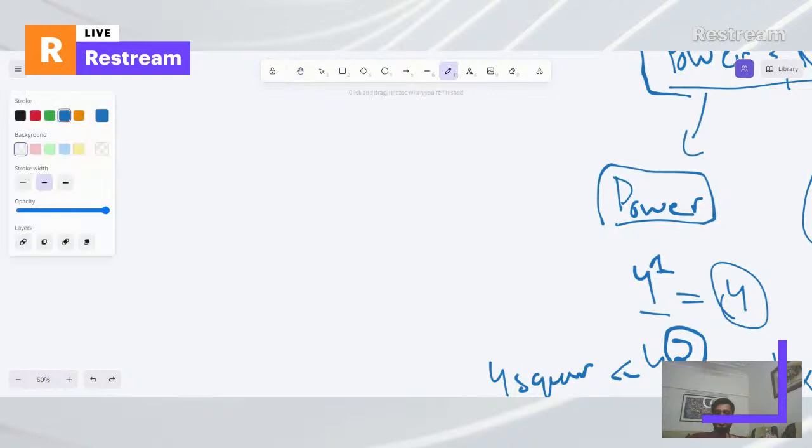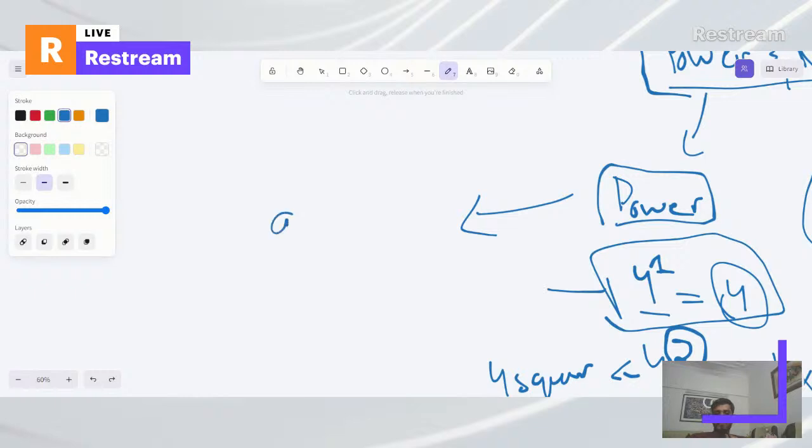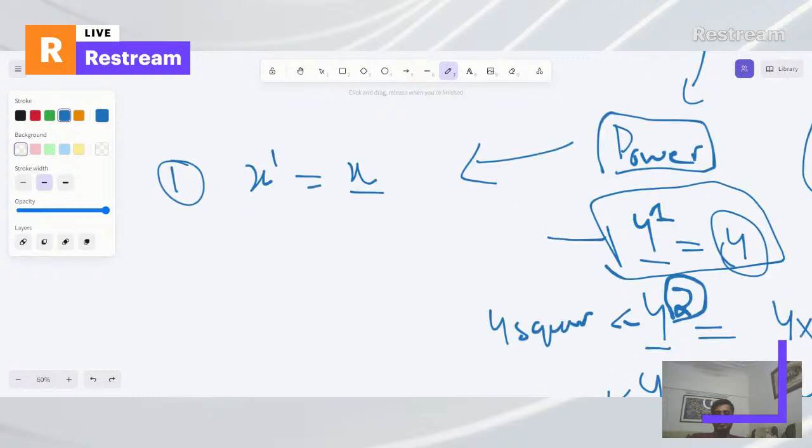Now there are certain basic power rules. One of the power rules is this, which I've just taught you. It means that any variable, let's take a variable x, that has a power of 1 becomes that variable only. All right. The other rule is that if there's any base that has a power of 0, what does it become?